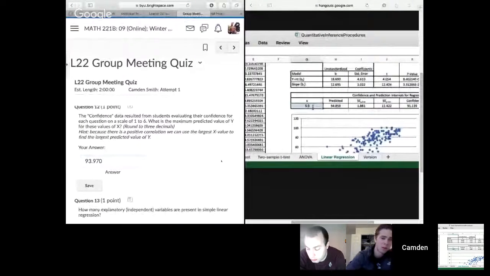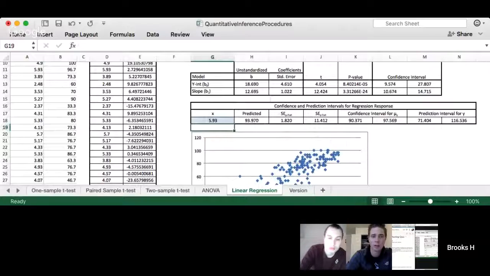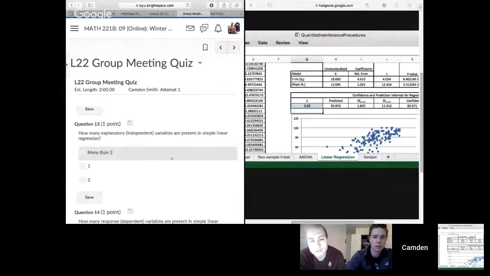Does that seem right to you guys? Yeah, that sounds about right. Yeah, let's go with that. And if it's wrong, we'll try something else. Okay. How many explanatory or independent variables are present in simple linear regression?